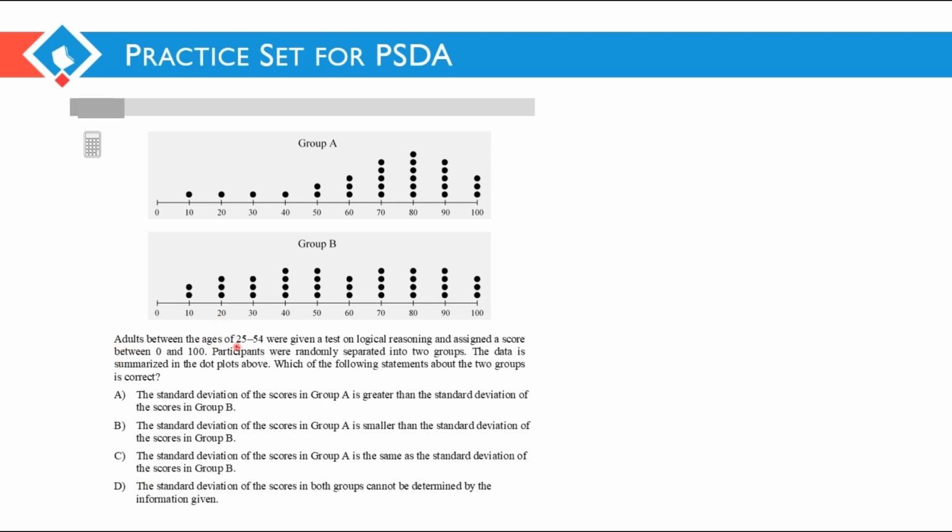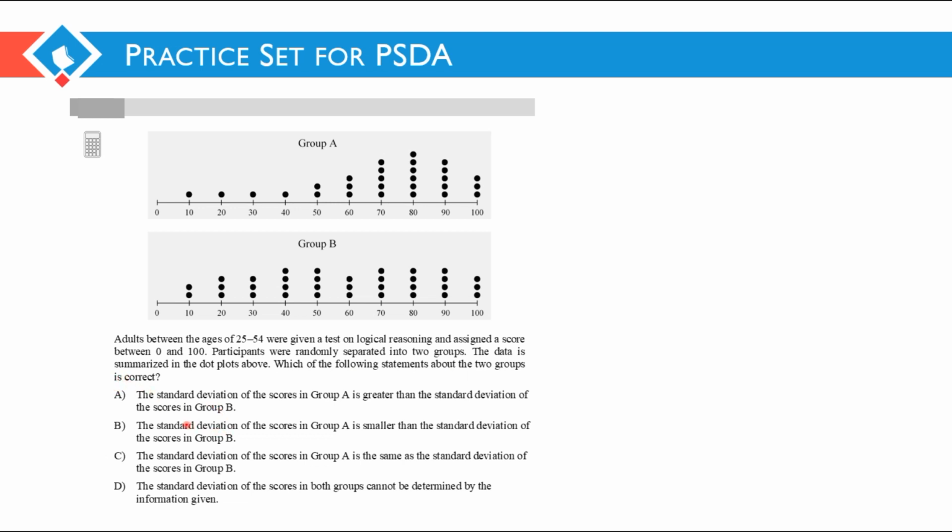Adults between the ages of 25 to 54 were given a test on logical reasoning and assigned a score between 0 and 100. Participants were randomly separated into two groups. The data is summarized in the dot plots above. Which of the following statements about the two groups is correct?